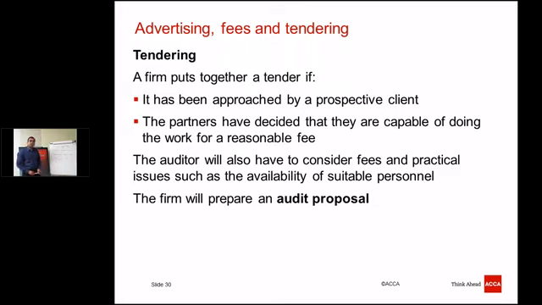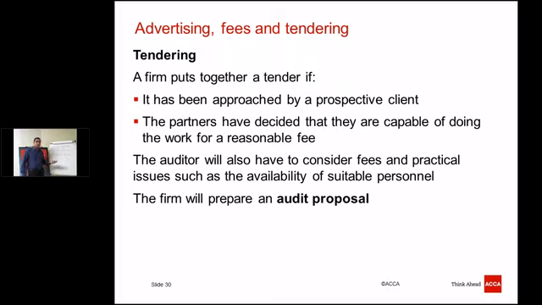The auditor will also have to consider fees and practical issues, such as the availability of suitable personnel. So for example, if a client approaches me in the busy season when all my staff is busy and they really want me to do an audit of a client which is really tough because it has a lot of risks involved and requires a lot of input from my senior staff members, it is likely that I would have to either say to them that we need to defer the date or not accept the audit. The reason is that there is absolutely no tolerance with regard to quality. As we saw yesterday as well, the quality has to be maintained at the highest level.